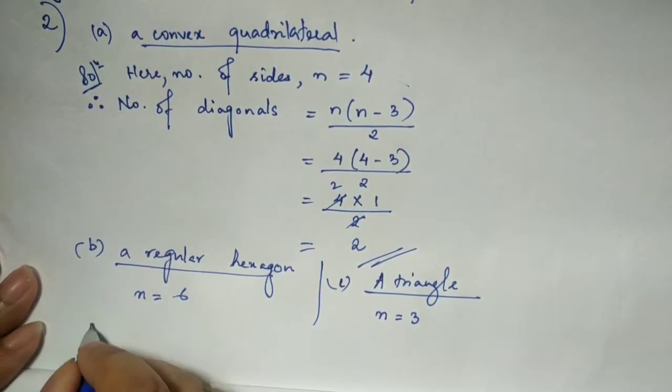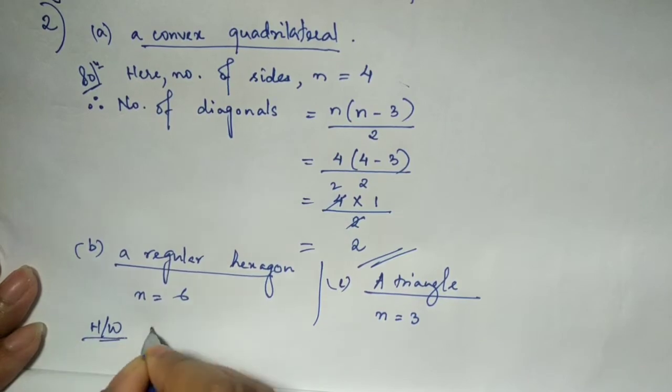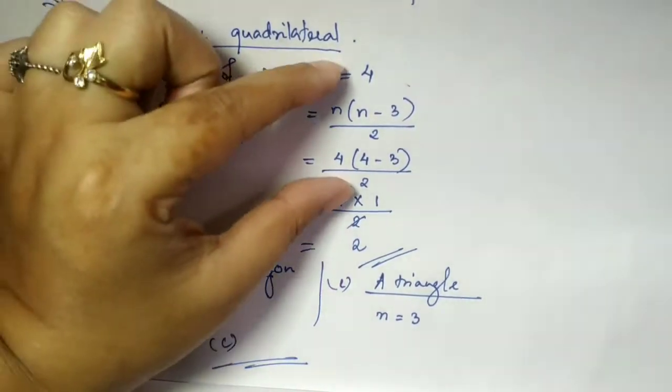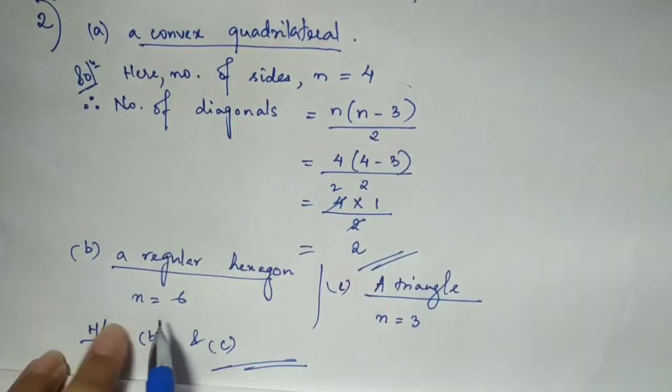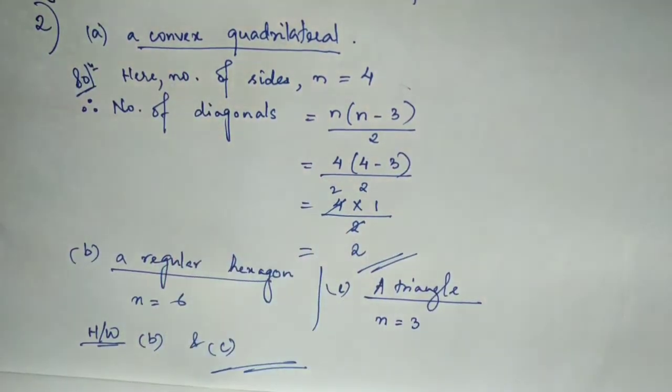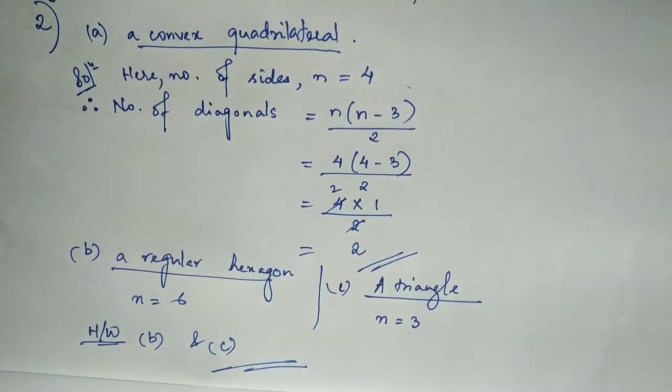So for question number B and C, you will find out the number of diagonals as you have done this way. You will write properly here the number of sides. For number B it will be 6, for number C it will be 3, and find out the number of diagonals for the given quadrilateral. Okay, so let us move on to question number 3 now.